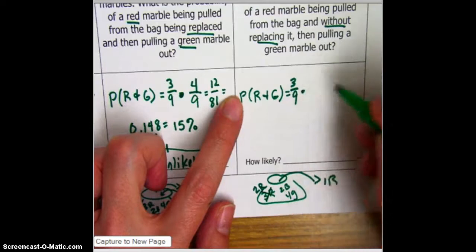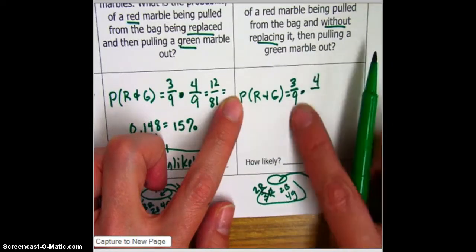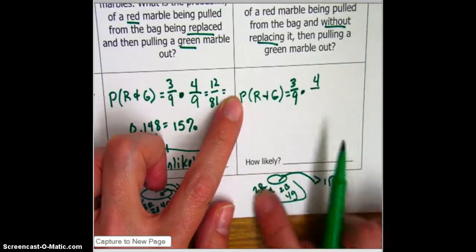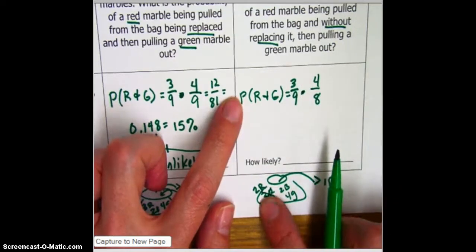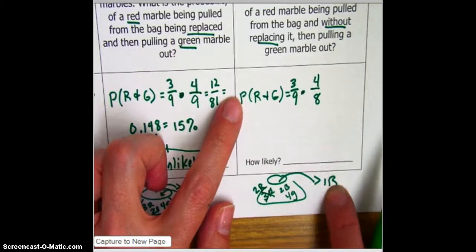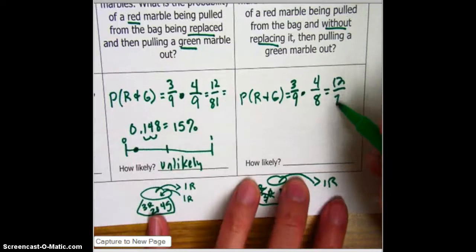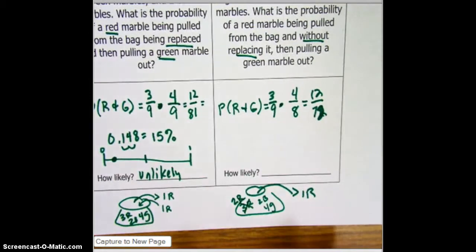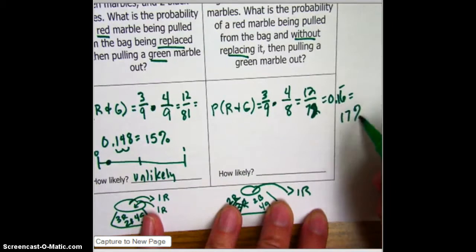So when you go to pull the green, we're going to multiply. There's 4 greens in the bag, but there's no longer 9 marbles. Now there's only 2, 3, 4, 5, 6, 7, 8. Now there's only 8 marbles in the bag, because you've pulled 1 red marble out. And just because there were 3 red marbles, we're not pulling out all 3, we're just pulling 1 out. So when we multiply this, 3 times 4 is 12. 9 times 8 is 72. And when we divide that, 12 divided by 72 is 0.16 repeating, which is a 17% chance.